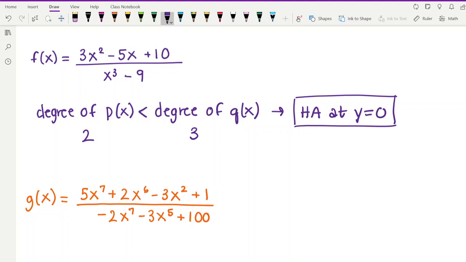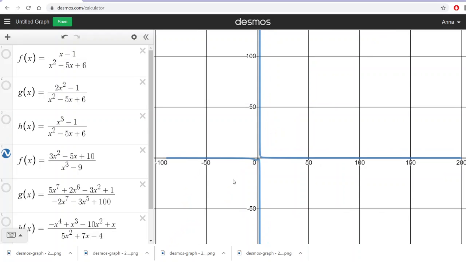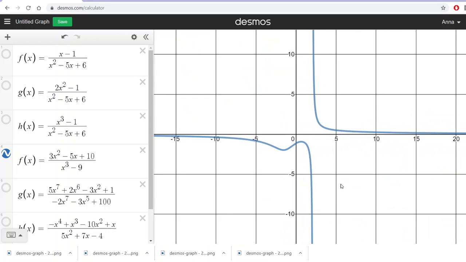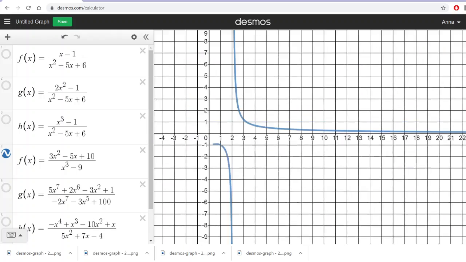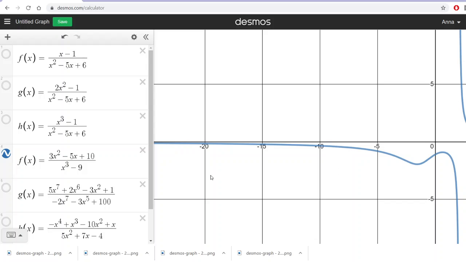So let's check what the graph looks like and make sure that we see that happening. So that is, I think, this function. So we can see that, in fact, it does, right? It settles down towards 0. The bigger the x value you plug in, or the smaller the x value you plug in, the function levels out towards 0.